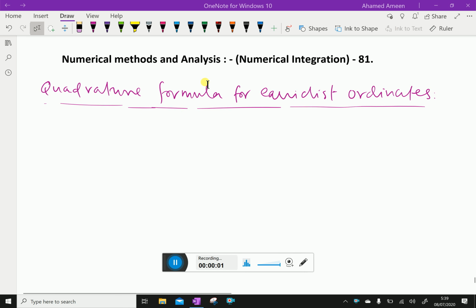Welcome to aminacademy.com. In numerical methods and analysis of numerical integration, let us discuss the quadrature formula for equidistant ordinates. Here, first consider Newton's forward difference formula.